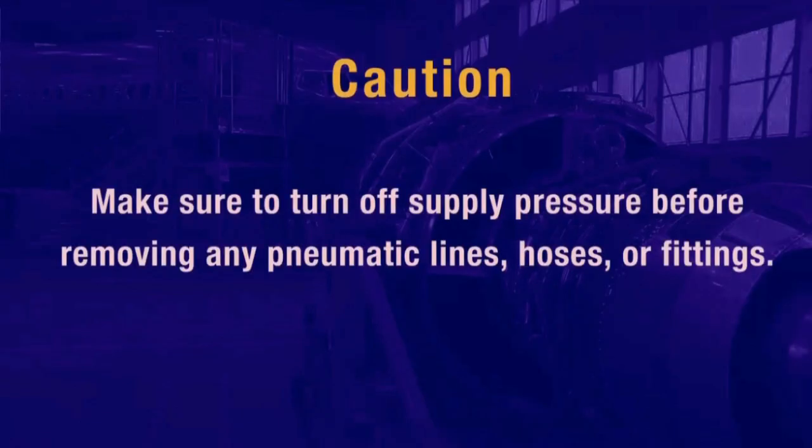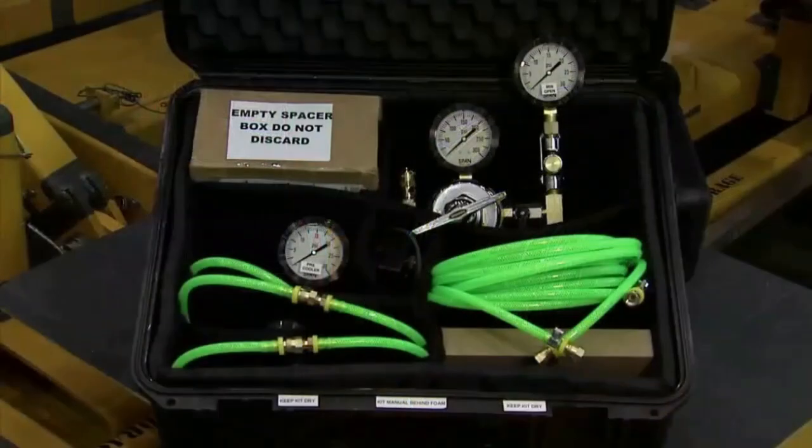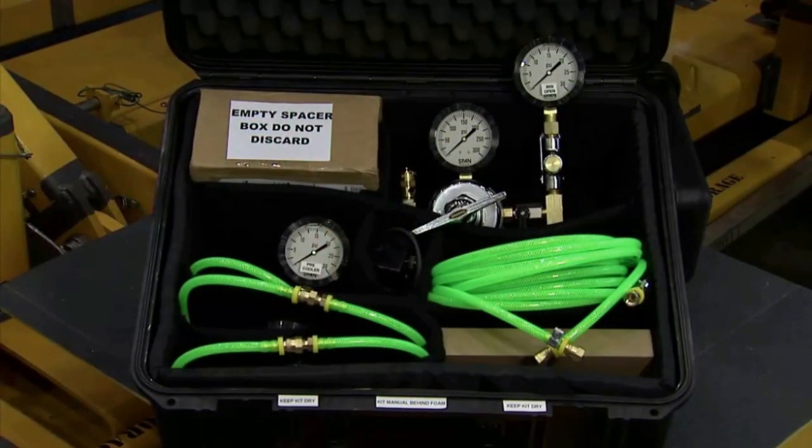Caution: make sure to turn off supply pressure before removing any pneumatic lines, hoses or fittings. In order to see things more clearly, we will be using an engine sitting in a cradle in the factory rather than one hanging from a wing. Simple test equipment has been developed to aid in troubleshooting. The equipment consists of hoses, gauges, regulators and fittings.